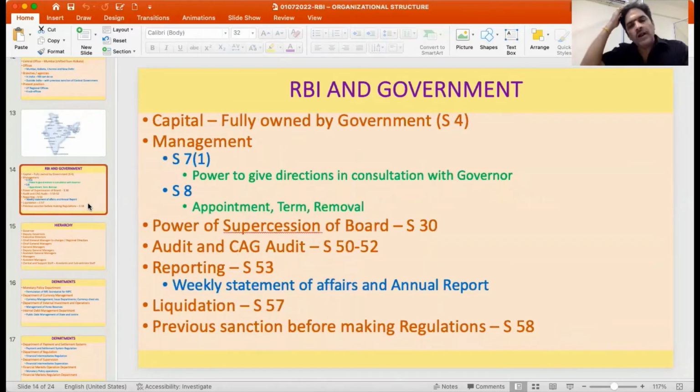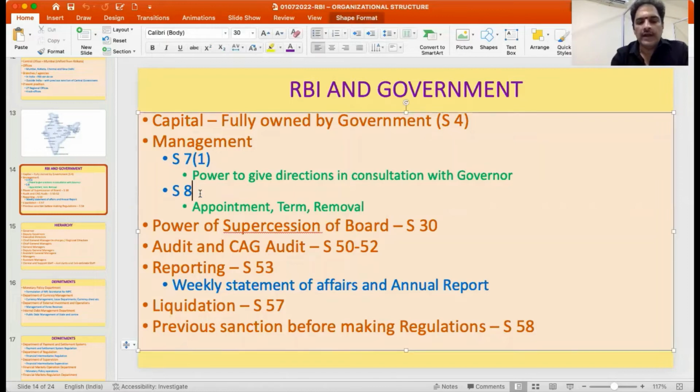And when we talk about organizational structure, one other important area that needs to be talked about is the relationship between RBI and government. As far as the capital is concerned, it is fully owned by central government. As far as management is concerned, central government has power to issue directions to Reserve Bank of India in consultation with the governor, and they have a binding effect. Then the entire appointment, removal, term, etc. of central board directors and also local board members is with the central government.